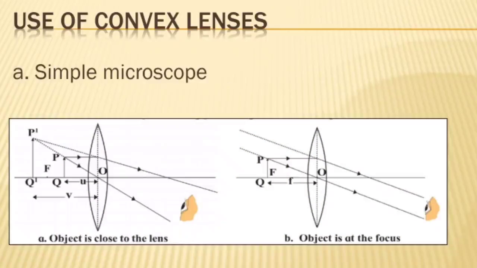Use of convex lenses. The first use is the simple microscope. A convex lens with small focal length produces a virtual, that is imaginary, erect, that is upright, and bigger image of an object. Such a lens is called the simple microscope or the magnifying microscope as shown in the diagram. You can see that the image formed P dash Q dash is magnified, that means bigger than the object PQ. One can get 20 times larger image of an object by using such microscopes. These are used for watch repairs, testing precious gems, and finding out their defects.